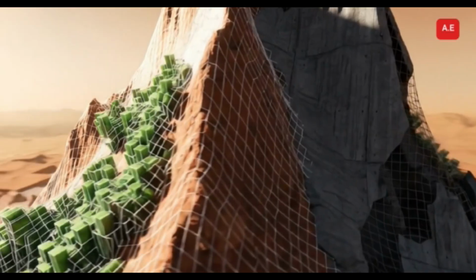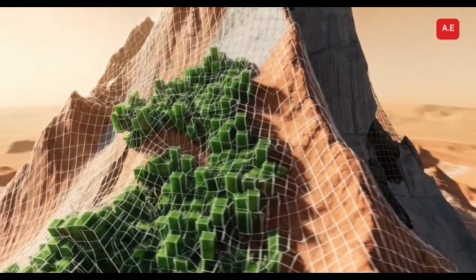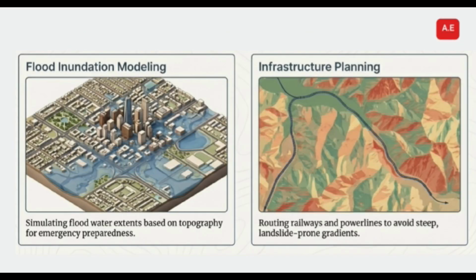Combining these spatial derivatives allows us to execute complex physics equations, like the topographic wetness index, which calculates the natural logarithm of the upslope contributing area over the tangent of the local slope. Calculating these derivatives translates raw spatial geometry into highly accurate localized simulations. These simulations are applied directly to human environments. Topographers model urban flood extents to prepare for catastrophic weather events, while civil engineering utilizes these models to route rail networks and power lines safely through optimal mountain gradients.